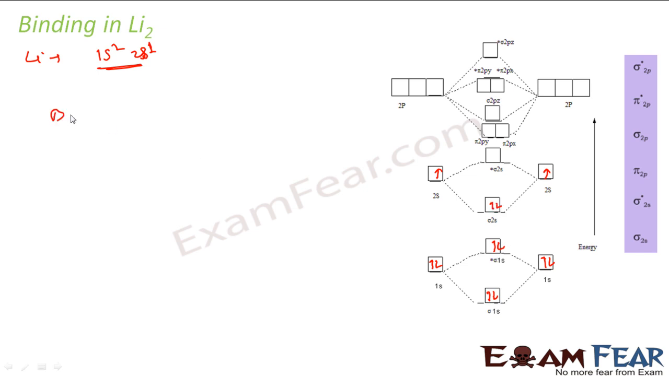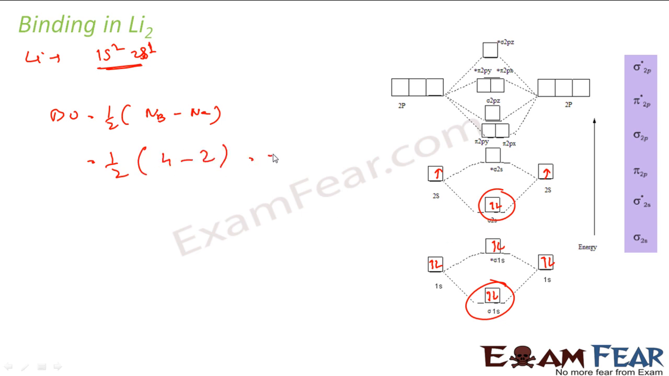Let's write the bond order. 1/2 into n bonding minus n antibonding. How many bonding? This and this. So 4. Antibonding, the remaining one, 2. You get 1. That means it is a single bond. Correct? It is stable. And what about the magnetism? Is it paramagnetic or diamagnetic? If you see, there is no unpaired electron. So it is diamagnetic.